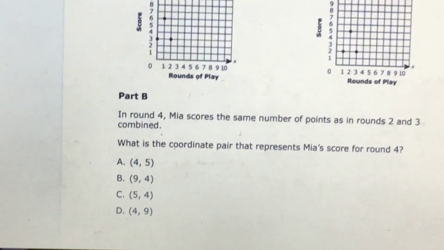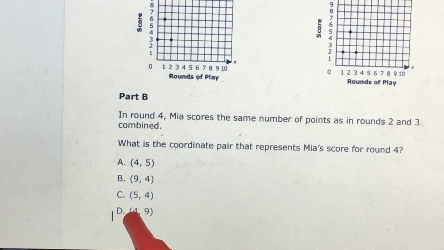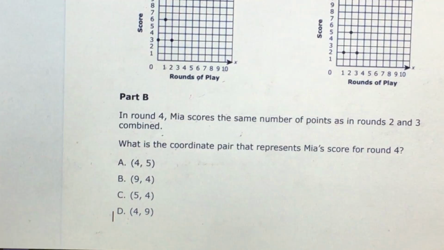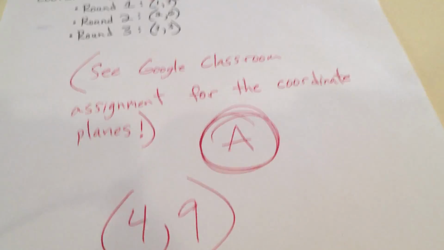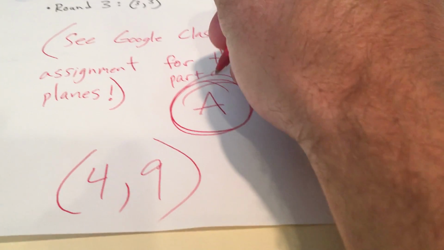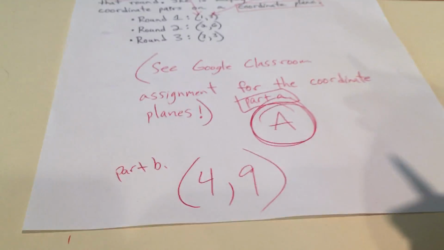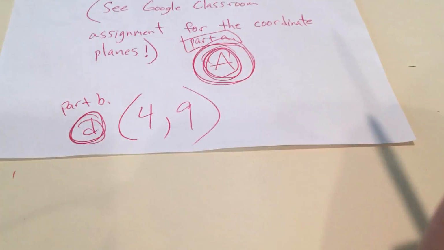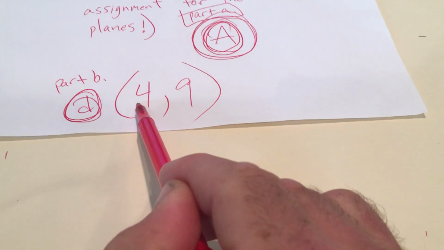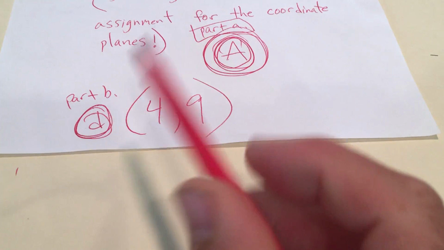So the answer is D. Round 4, score 9. Let me zoom this out a little bit. Part A, the answer is A. And part B, the answer is D, 4, 9. Okay, so we got A for part A and D for part B, which was the coordinate pair 4 for the X and 9 for the Y.